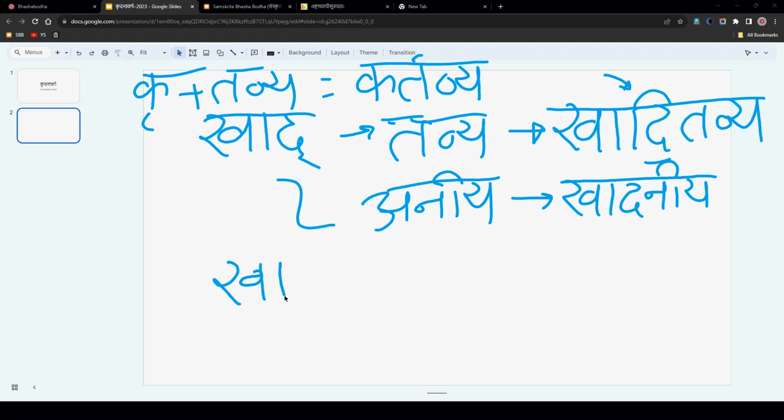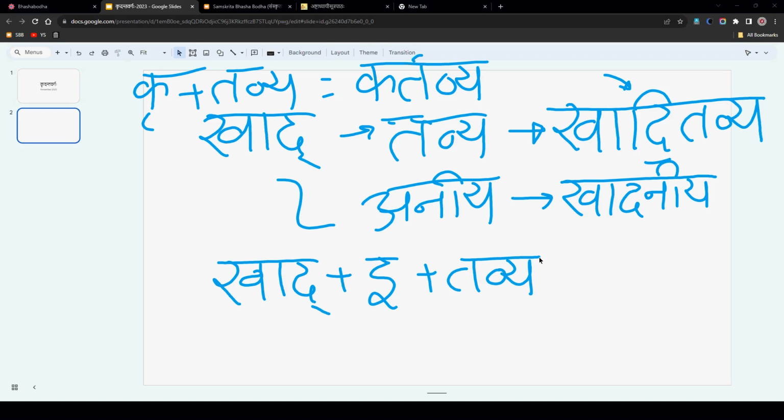So there is an additional step in derivation there, because the final form is khaditavya. Khaditavya final form, how do we get that? Because that is in use. Khaditavya, chalitavya. Then what else do we have? Japitavya, kalpitavya, jivitavya. In these cases, E is used. E comes in between in some cases. In some cases, E doesn't come in between, like kartavya.